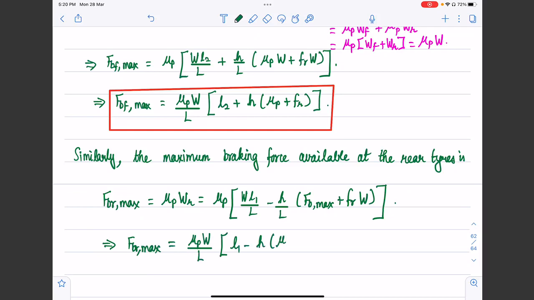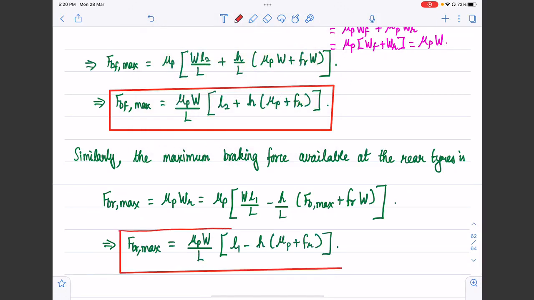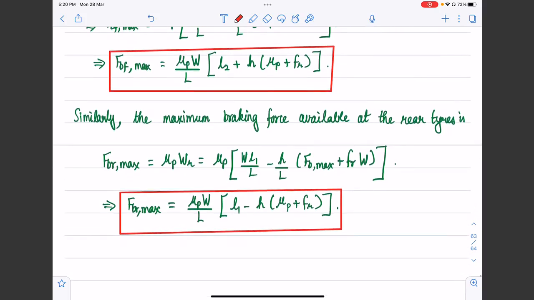times mu P plus FR. Okay, so I hope it's clear how we got this, right? So very straightforward. Okay, so that is how we get the expression for the maximum brake force available at the rear wheels, once again, on a surface with a peak friction coefficient of mu P.